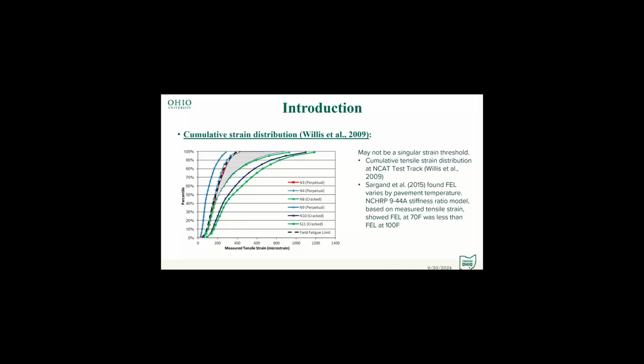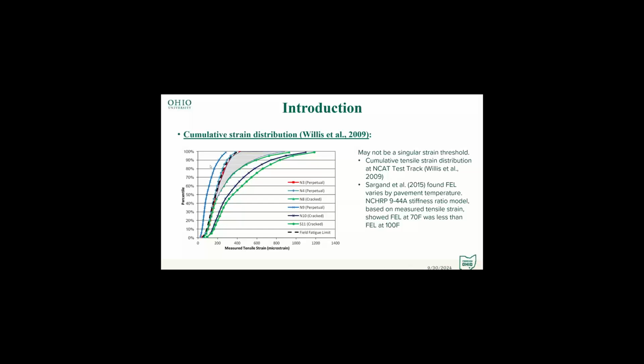We had a number of sections at the NCAT test track that cracked and many that did not. When we looked at the cumulative strain distribution from the field measured strain, there tended to be a pretty large gap, and that's the hashed area here, between those that cracked. Everything to the right of this hashed area cracked, and those to the left did not crack and actually were behaving perpetually.